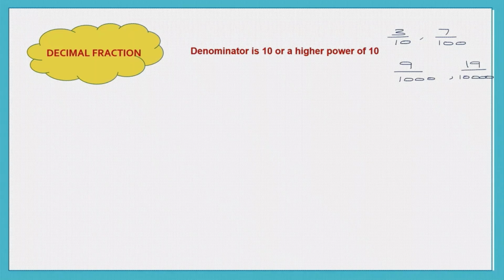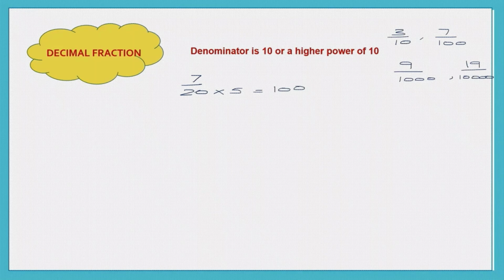Now, there is another fraction which can be called a decimal fraction. Now, suppose I have 7 by 20. Can you see the denominator is not 10 or a higher power of 10, but we can make it a higher power of 10. How can I make the denominator a higher power of 10? If I multiply 20 by 5, what will I get? 100, isn't it? So now I've got 100.